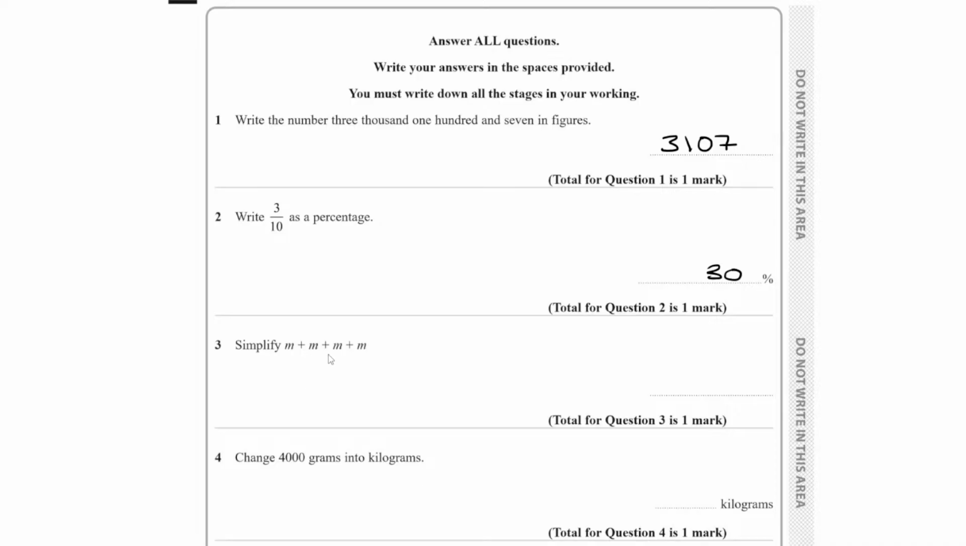So simplify m plus m plus m plus m. You're just counting how many m's do we have. We have 4. So 4 and then m there. There's just 4 of them.